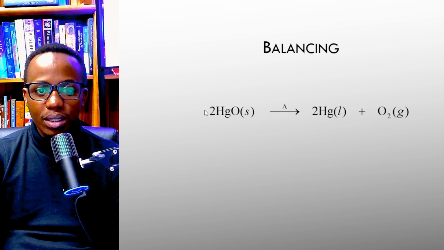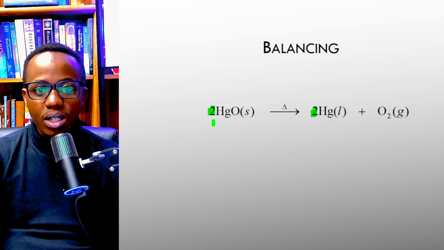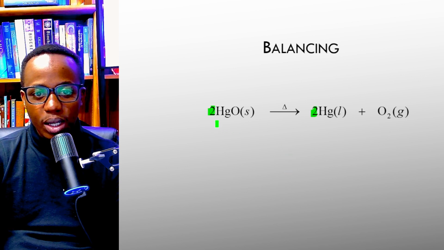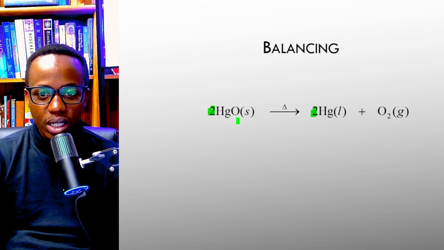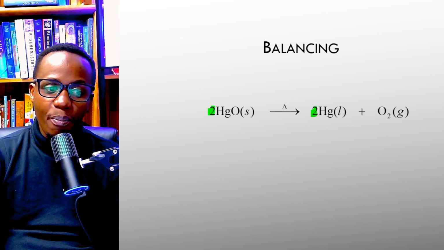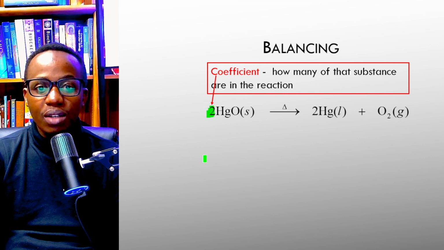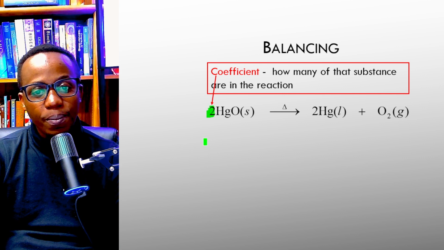So to balance this, look at what we did. We put 2 in front here, and then we put 2 in front. What does that make it? It makes it that we have 2 Hg atoms and 2 oxygen atoms here. And then here you have 2 Hg atoms and 2 oxygen atoms, and it is balanced. So we balance by adding numbers in front of our chemicals. And these numbers, we call them coefficients.